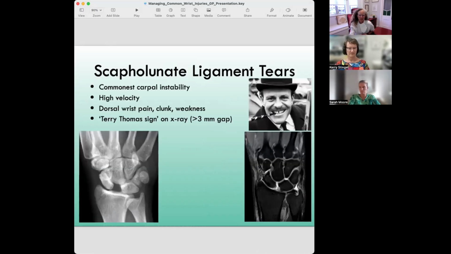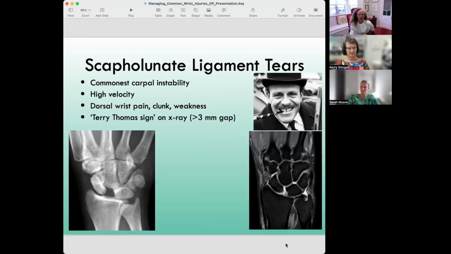Scapholunate ligaments, I had to include a picture of Terry Thomas because Terry Thomas is the X-ray sign that you can see on here. Terry Thomas was a very old, famous actor and had a big gap in between his front teeth. And so that's why we call the scapholunate ligament rupture a Terry Thomas sign on the X-ray.